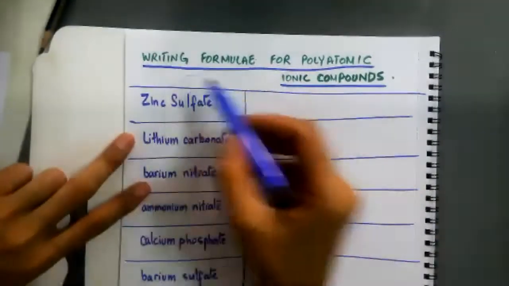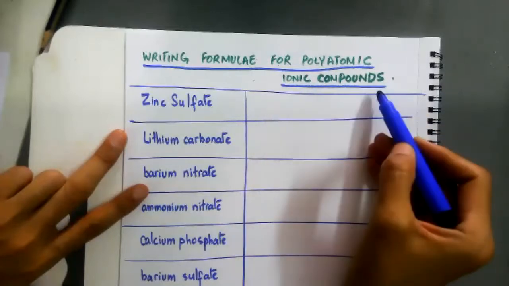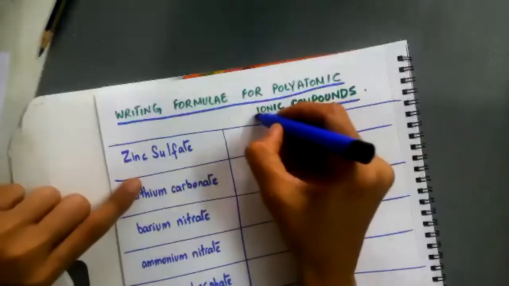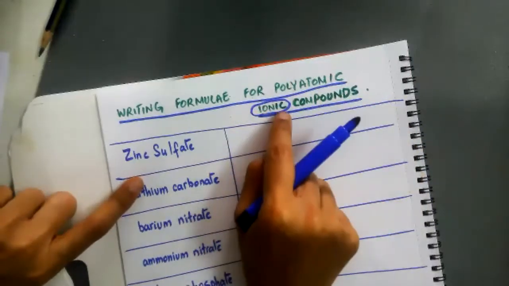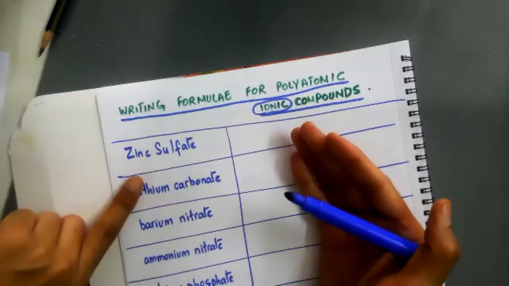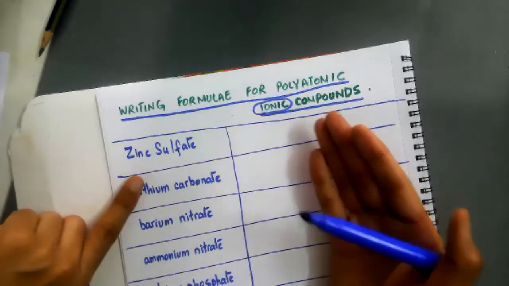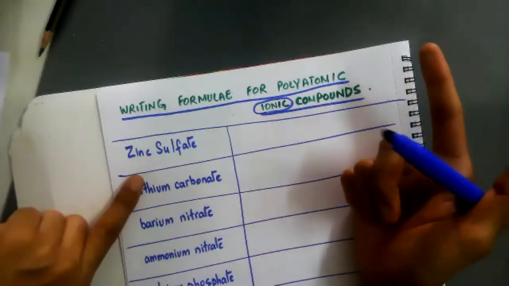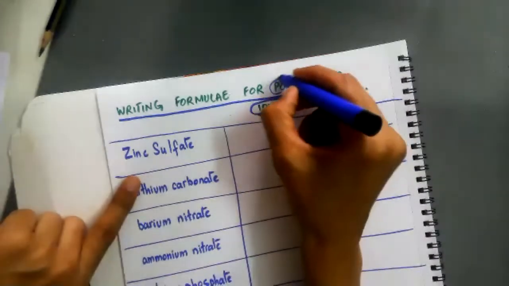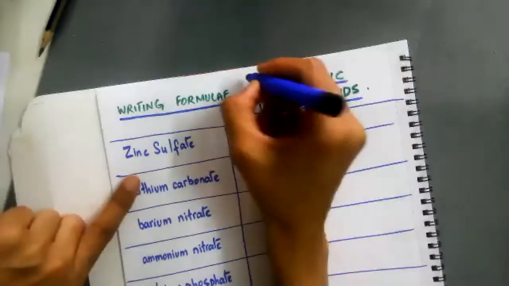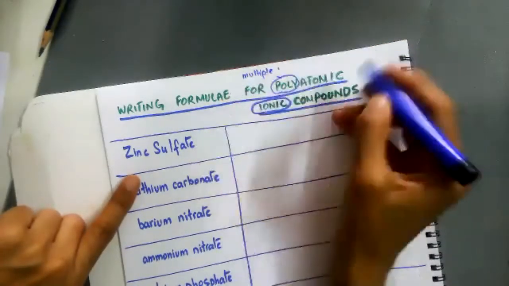Now I want to talk about writing formulae for polyatomic ionic compounds. Now they are ionic. Again, ionic means attraction between positively and negatively charged particles. Why I'm using the word particles is because they can be a simple one-atom ion or they can be multiple atoms. What does poly mean? Poly means many. Poly means multiple.